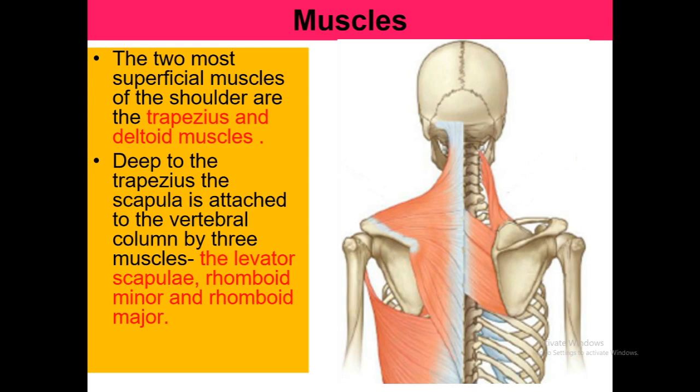Now the muscles we are going to talk about. The two most superficial muscles of the shoulder are the trapezius and the deltoid. Here from the posterior view we can see the trapezius very clearly. Deep to the trapezius we have the levator scapulae, rhomboid minor, rhomboid major, and the latissimus dorsi we have just talked about.